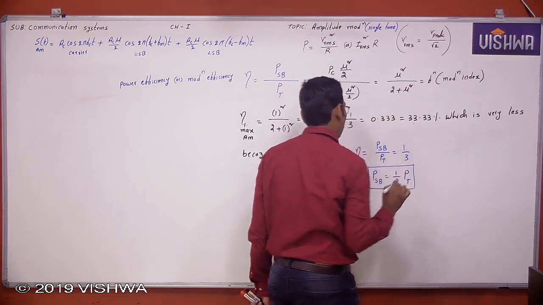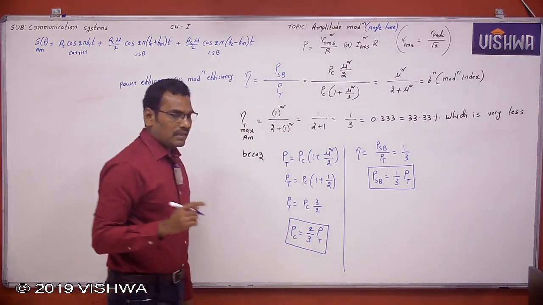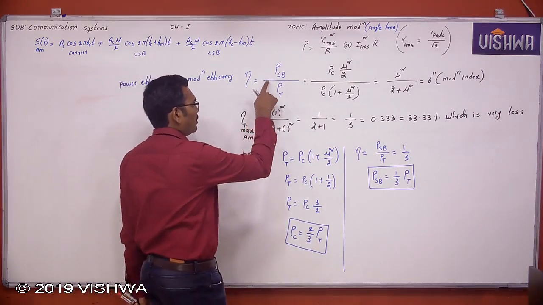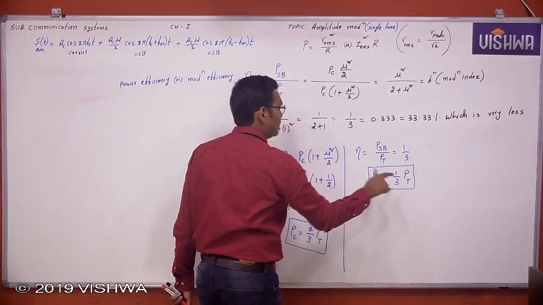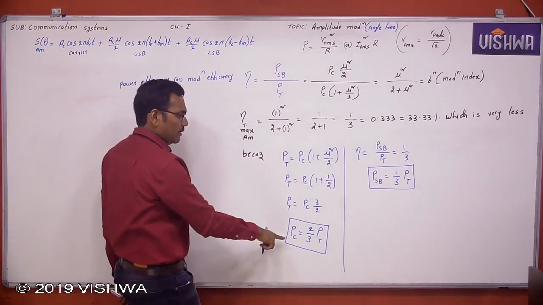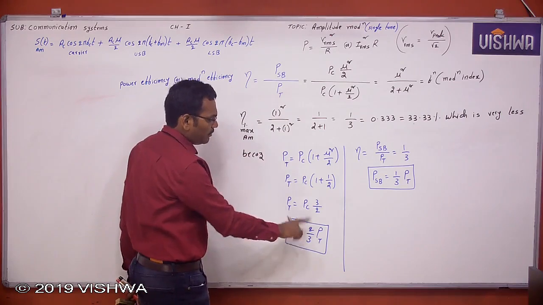Sideband power is equal to 1/3 of the total power. The sidebands, which are the information components, will take only 1/3 low power. In the carrier there is no information, but it will take more power.